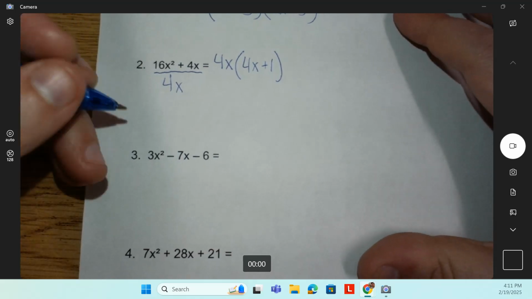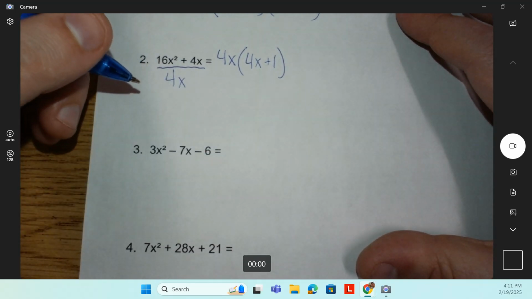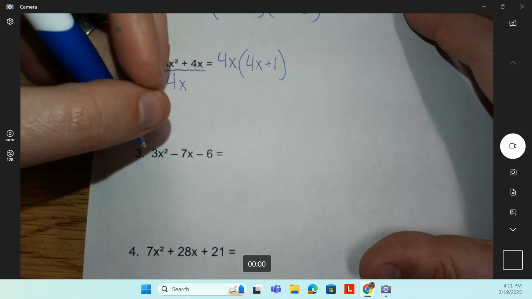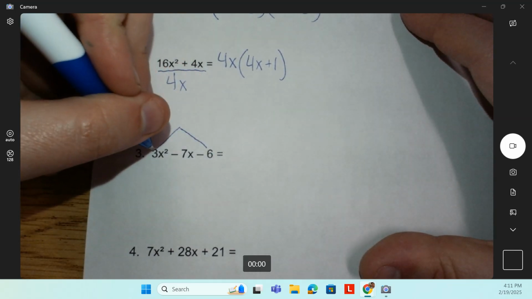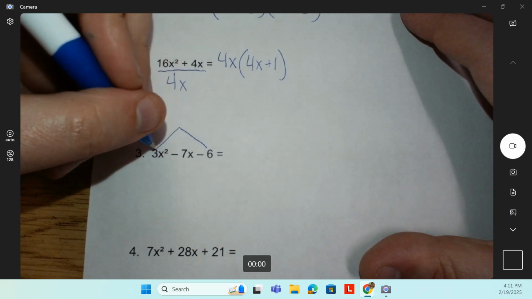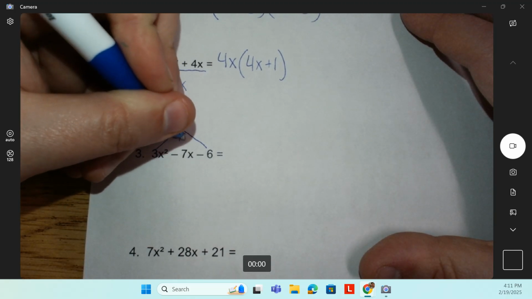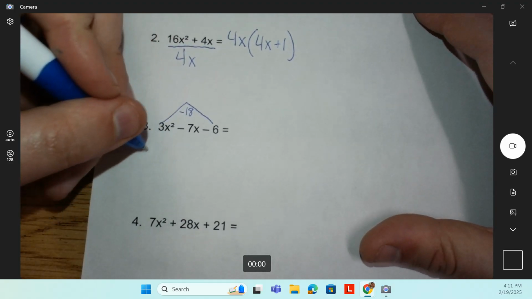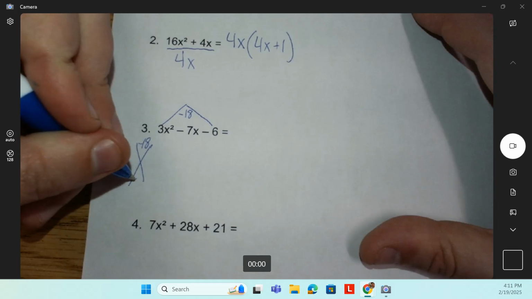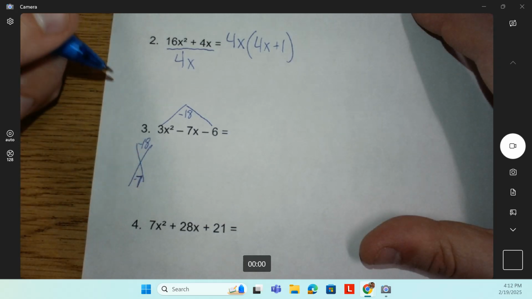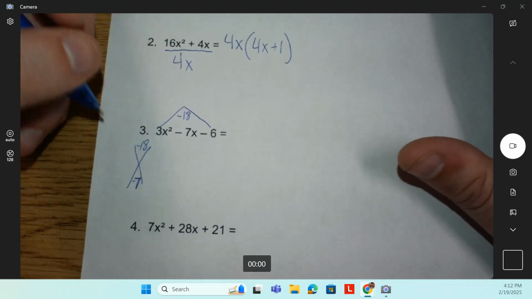Looking at number 3, for this one, I don't have anything I can divide them by, and so I'm going to use a process. That process we've done is start out by multiplying the A value and C value. So it'd give me negative 18. And then I'm looking for something that multiplies to get negative 18, adds to get negative 7. So as I'm going through my terms, I need a positive and a negative.